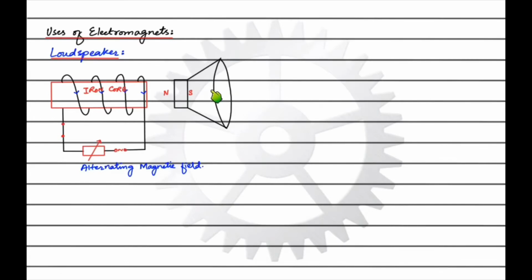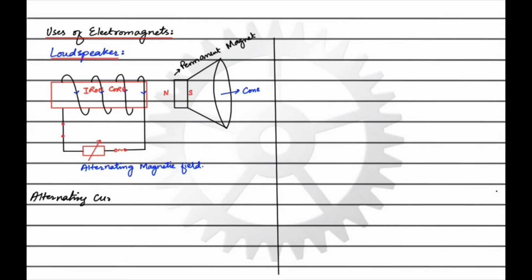Since the cone is vibrating inwards and outwards, it is creating a series of compressions and rarefactions, and these will cause pressure differences in air. This series of compressions and rarefactions will be detected by our ear as pressure differences, and we can hear it as a sound wave. So this way the loudspeaker produces sound.